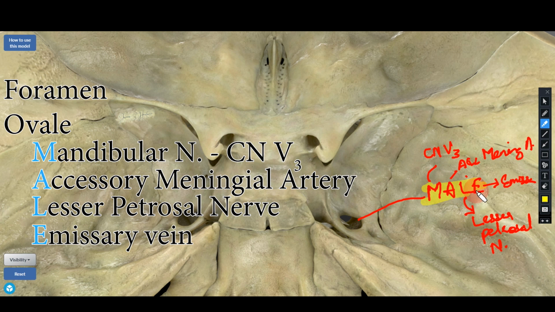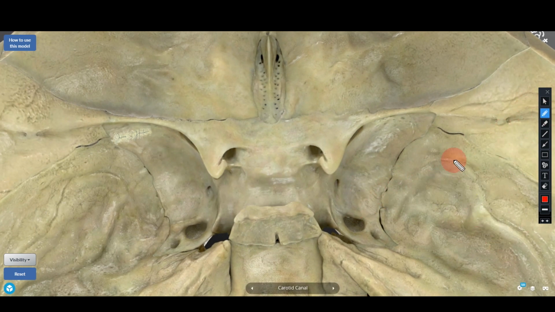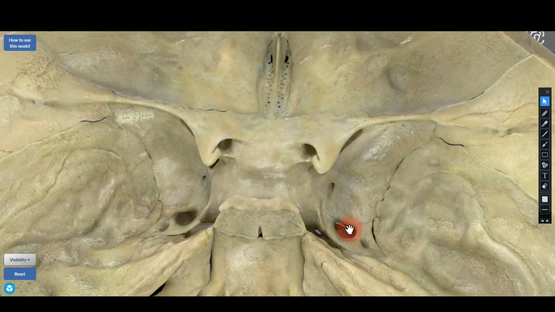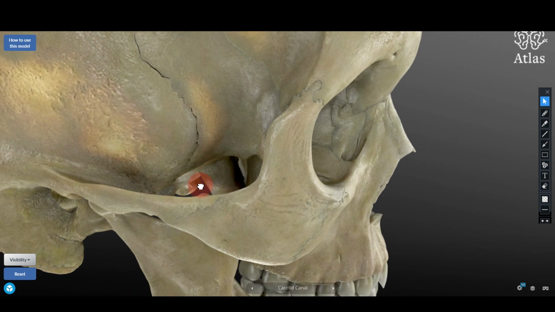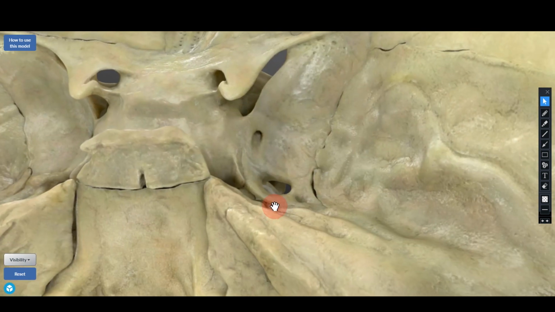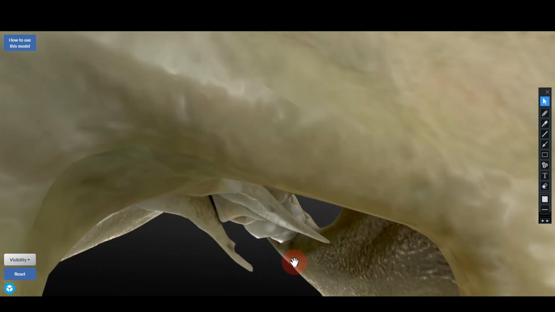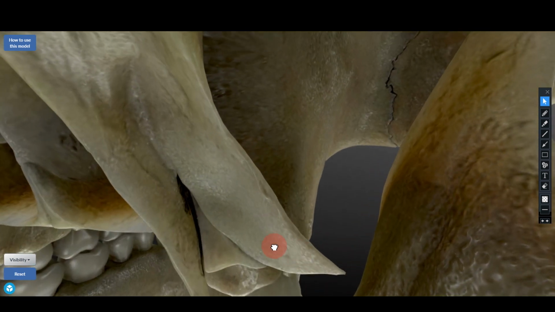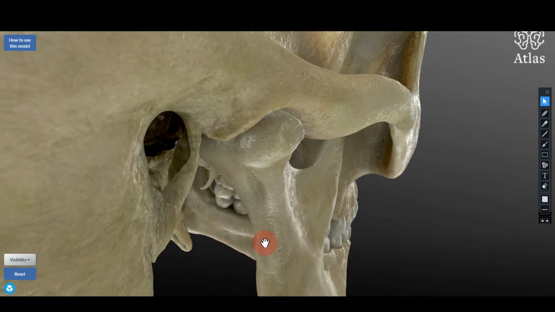What is MALE? Now, where is the foramen ovale going into? Foramen ovale will allow access to the infratemporal fossa. If I put a probe through the foramen ovale from the cranial fossa, if I put a thread down, it is going to reach this place. This is the infratemporal fossa. I'll just navigate through the foramen ovale to make that clear. Through the foramen ovale, I'm going to reach the infratemporal fossa. I'm now zooming out. This is the infratemporal fossa.